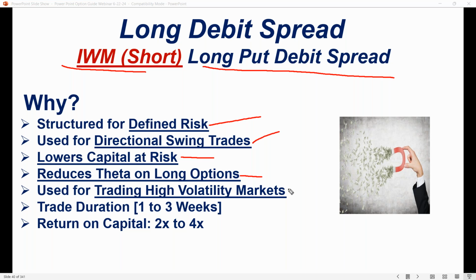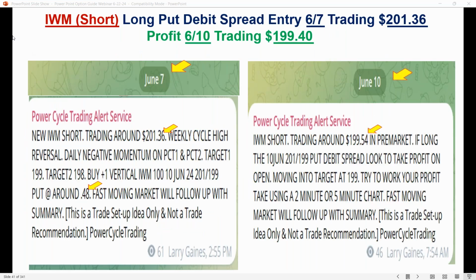Great for trading high volatility markets, so we reduce that risk. So we're not just long a put, we're short a put against it, reduces the risk. Trade duration can be 1 to 3 weeks out or further if you want. Returns of 2 to 1 to 4 to 1 are kind of the normal returns you can look to have or expect.